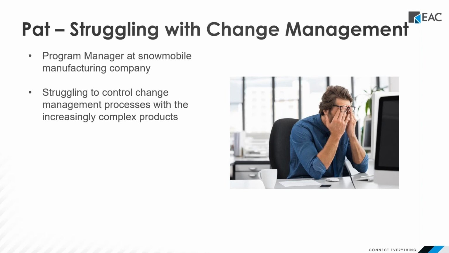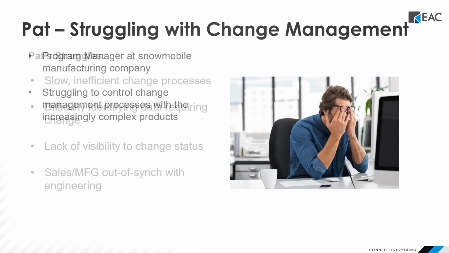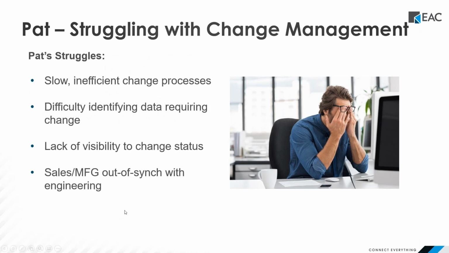He's struggling to control the change management process with these increasingly complex products, with all these variations and options. He's pulling his hair out because he doesn't know how to work with it, right? More specifically, his current system is slow, inefficient. He's having difficulty identifying the data requiring change. His system has a lack of visibility to the change status, which is causing sales, manufacturing, engineering, all the different groups in the company to be out of sync.